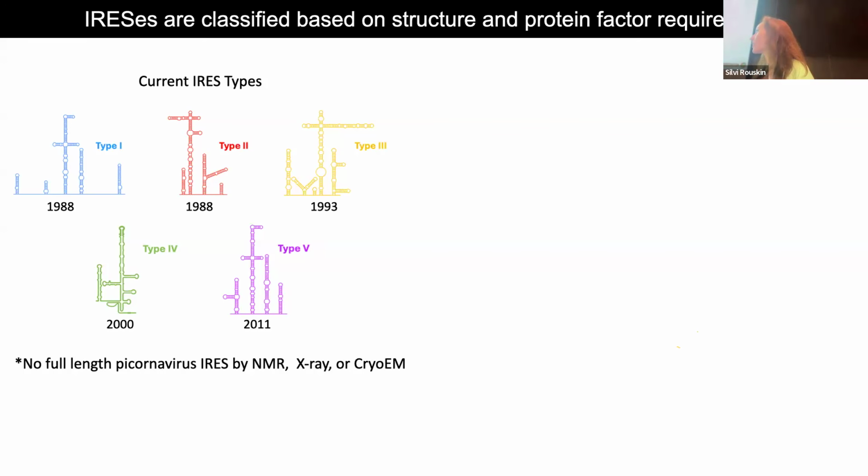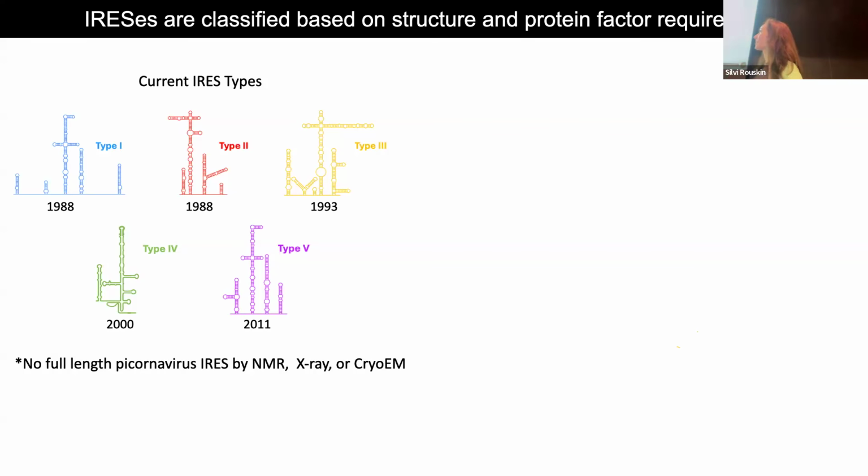So the IRESs really are in the 2D state. The big problem has been because they're long. Here we're talking about all the picornaviruses being longer than 400 nucleotides, between 400 and about 1.5 kb on the longer side. So that's why there's no full-length structure. Little pieces have been crystallized and cryo-EM'd. But just to tell you, that's how they're classified. That's when they were discovered as types.